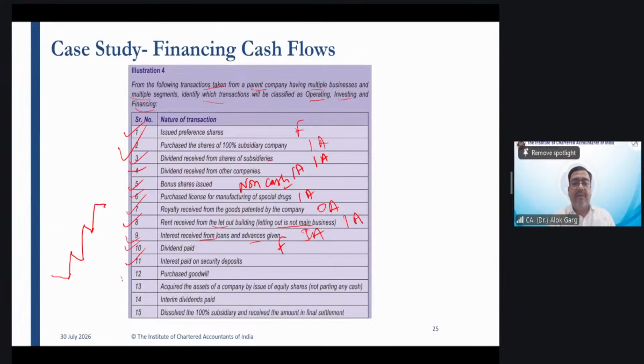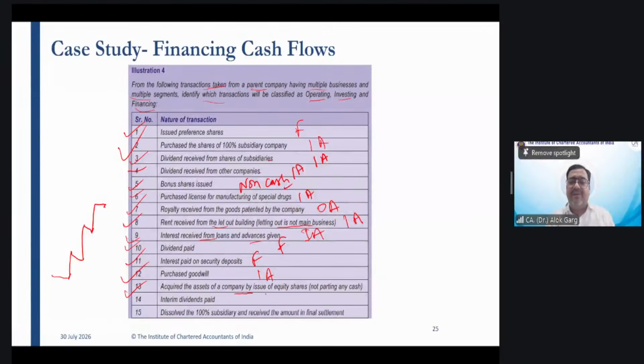Purchased goodwill. Is it an operating activity, investing activity, or financing activity? Purchased goodwill is an intangible asset purchased. It is an investing activity.